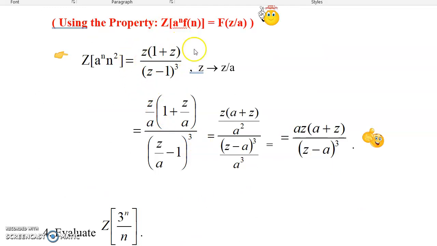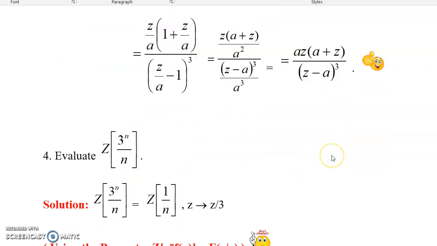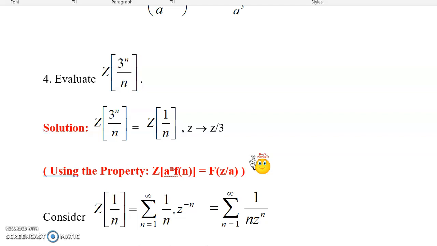See, here we have substituted z of n squared. Here you have to replace z as z by a. So wherever z comes, all the z terms should be replaced as z by a. And just simplification will give you this answer. Now proceeding further to the fourth problem.